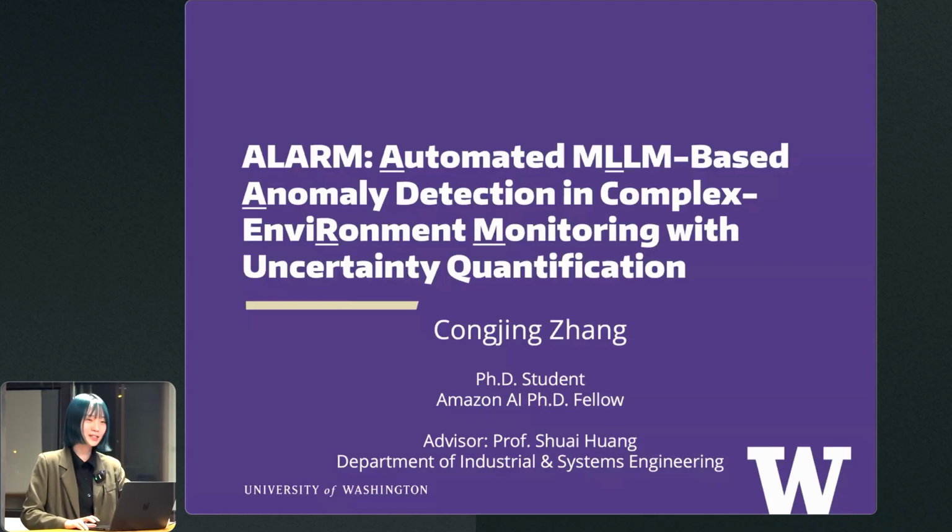So my name is Chongjin, and currently I'm a third-year PhD student from the Department of Industrial and Systems Engineering at the University of Washington. My PhD advisor is Professor Shuai Huang, and currently I'm also an Amazon AI PhD fellow. Today I'm going to talk about one of our works called ALOM, automated MLLM-based anomaly detection in complex environment monitoring with uncertainty quantification.